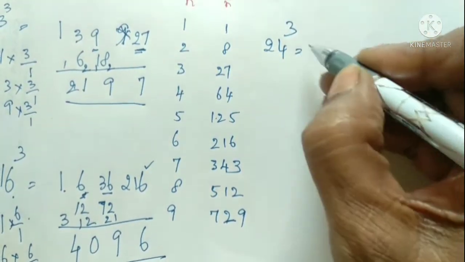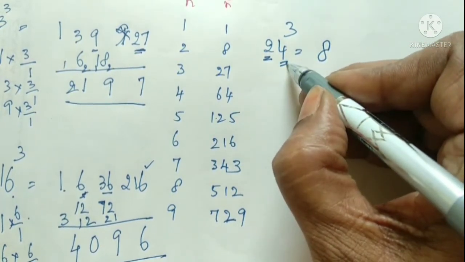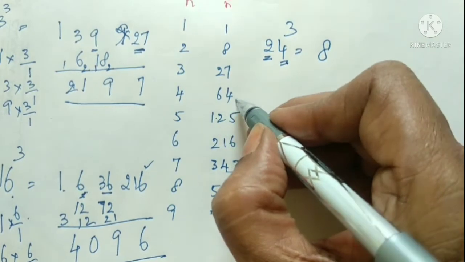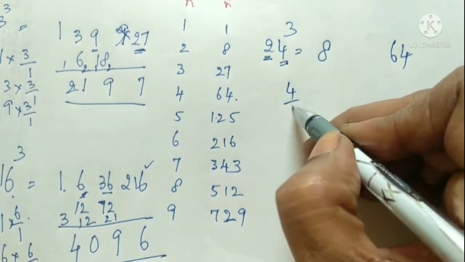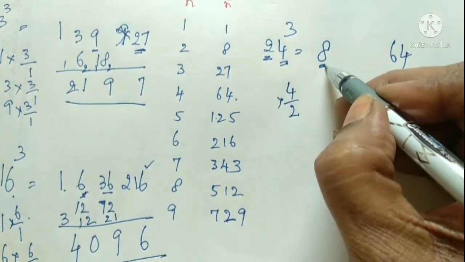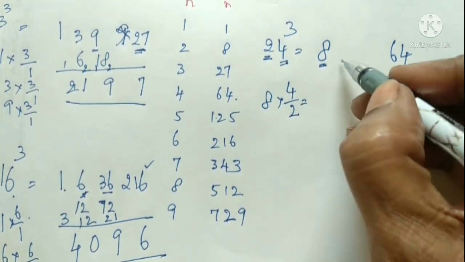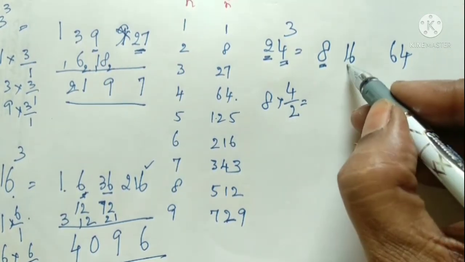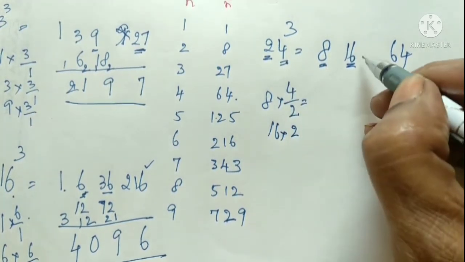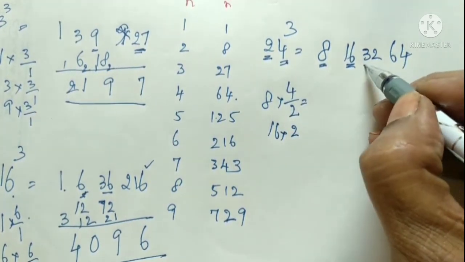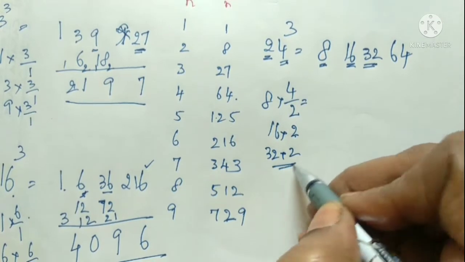24 cube. First digit 2. 2 cube is 8. Second digit is 4. 4 cube is 64. Now, 4 by 2. This first digit is to be multiplied by 4 by 2, which is nothing but 8 to 16. Again, this 16 is to be multiplied by 4 by 2. 4 by 2 means 2, 32. When you are multiplying this 32 by 4 by 2, you will get 64.